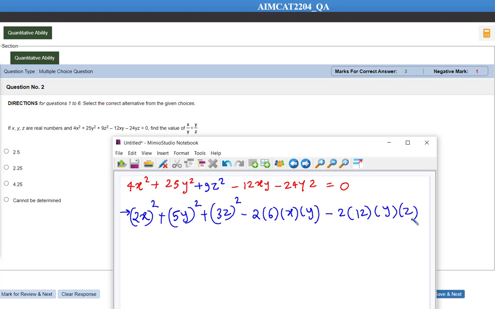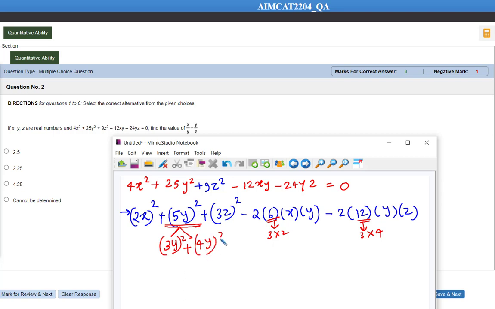Over here this is 12, and over here this is 6. 6 is 3 into 2 and 12 is 3 into 4. So what we can do here is, y is common, so let's split y. 5y square we can write as (3y) square plus (4y) square.